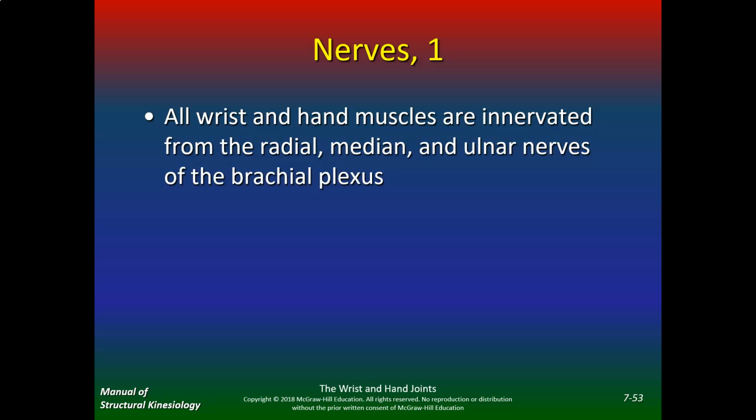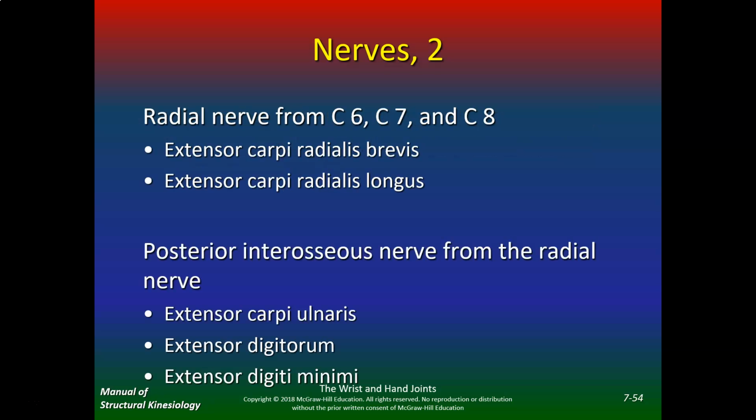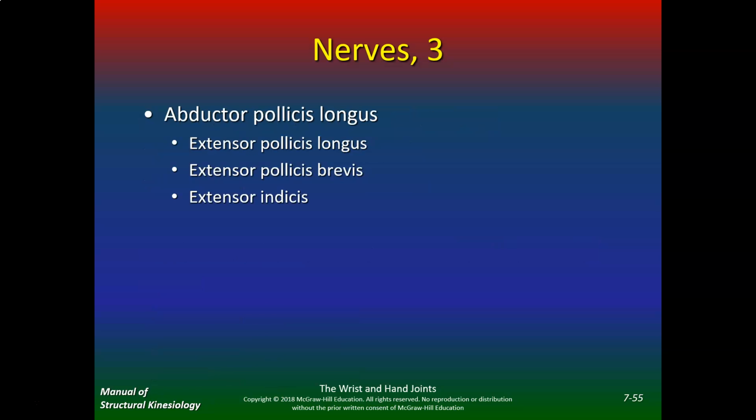All wrist and hand muscles are innervated from the radial, median, and ulnar nerves of the brachial plexus. So radial nerve from C6, 7, and 8 are Extensor Carpi Radialis Brevis, Extensor Carpi Radialis Longus. The PIN, or the posterior interosseous nerve, from the radial nerve, so that dives deep into the forearm, and that's Extensor Carpi Ulnaris, Extensor Digitorum, and Extensor Digiti Minimi. Then you have Abductor Pollicis Longus, Extensor Pollicis Longus, Extensor Pollicis Brevis, and Extensor Indicis.